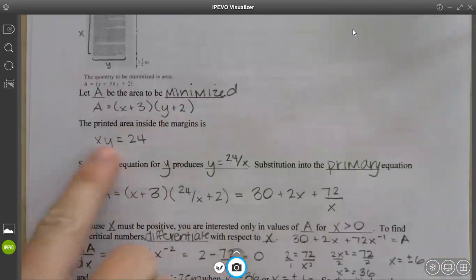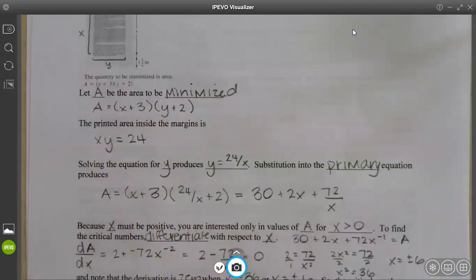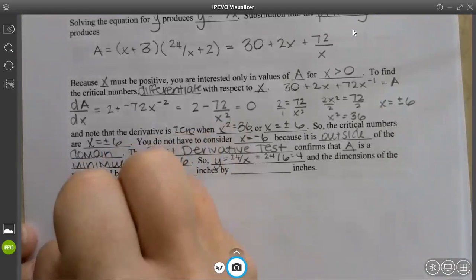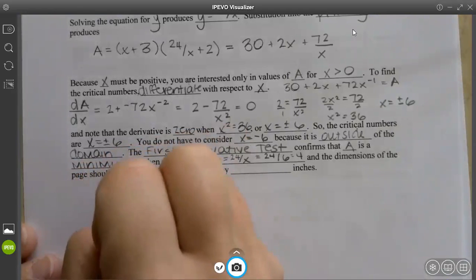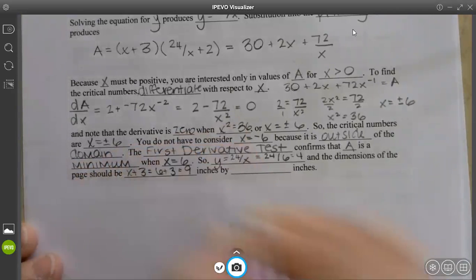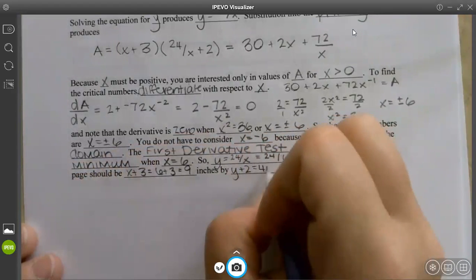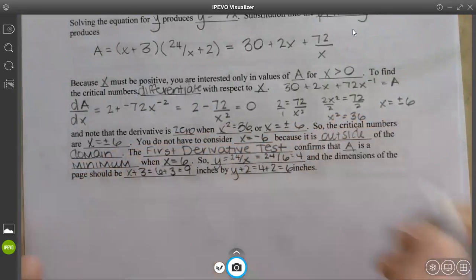And the dimensions of the page should be, so go back, here are the dimensions of the print. So what we just found was the print, we need the whole page. That should be x plus 3, which is 6 plus 3, or 9, by y plus 2, y was 4 plus 2, or 6 inches.